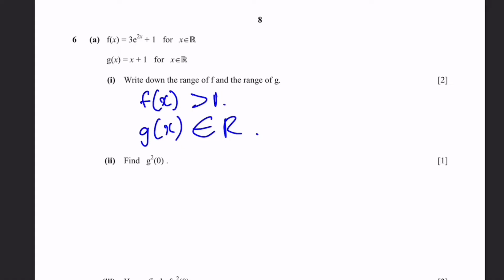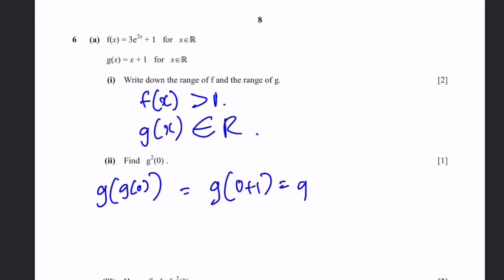Part 2. Find g squared of 0. g squared of 0 is just g of g of 0. And that's going to be equal to g of 0 plus 1, which is g of 1. And g of 1 is going to be equal to 1 plus 1, which is 2. That'll be our answer.